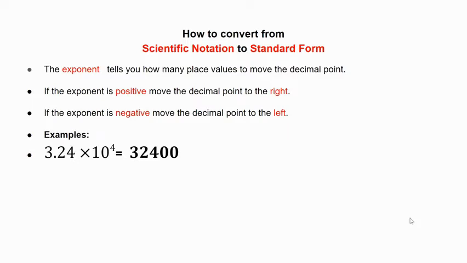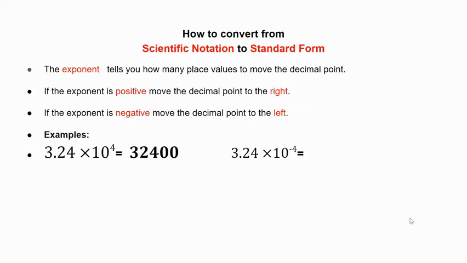Because 32,400 does not have a decimal point, that is 3 significant figures, just like 3.24 times 10 to the fourth. Remember that significant figures in scientific notation include all of the numbers in the coefficient.